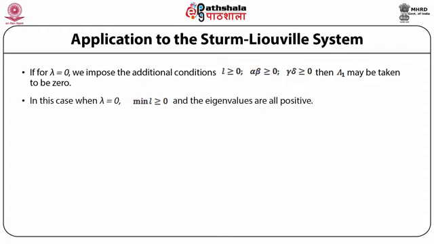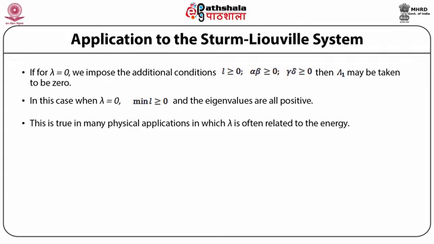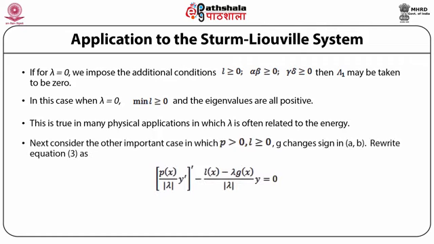In this case, when lambda is 0, the minimum of L is greater than or equal to 0 and the eigenvalues are all positive. This is true in many physical applications where lambda is often related to the energy. Now consider the other important case in which P is greater than 0, L is greater than or equal to 0 and G changes sign in the interval a to b.